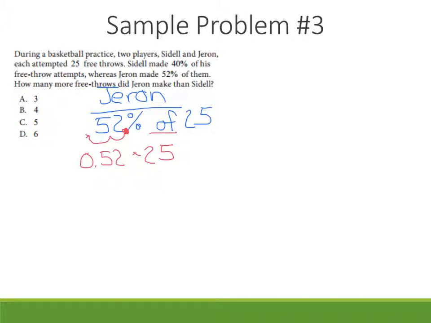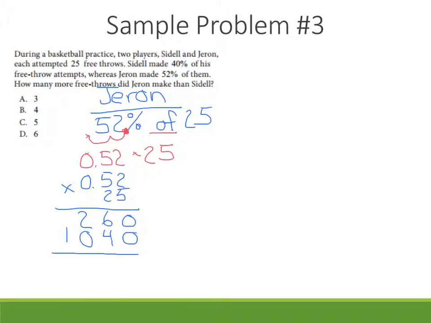Let's figure that out. I'm going to go down here, 0.52 times 25. Start multiplying by the 5. Add that 0 placeholder, and then multiply by the 2. And then we're going to add these up. When we move in our decimal 2 places, we move it in down here. So we get 13.00 or 13. That's how many Jaron made.